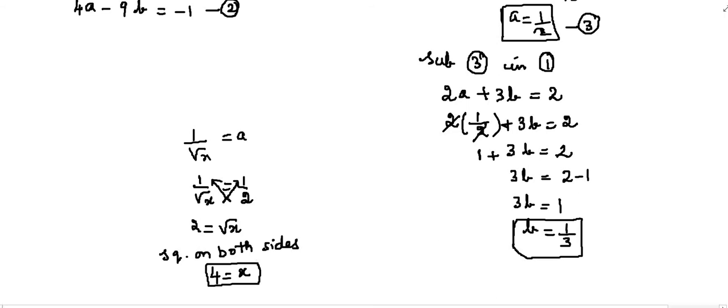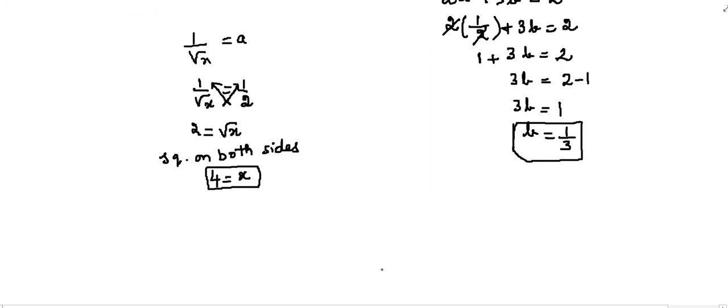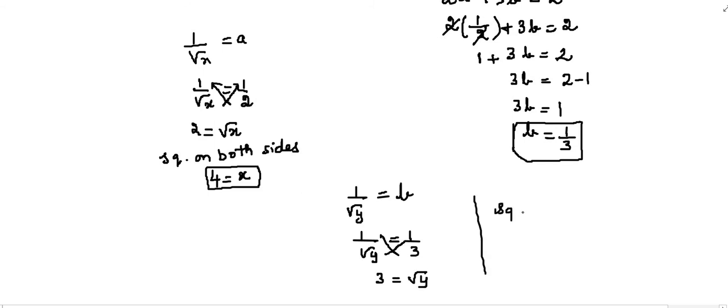Shall we find the value of b now? Yes. I have taken 1 by root y is equal to b. What is the value of b? 1 by 3. Now I am just cross multiplying. So I'll get 3 is equal to root y. Same, I am going to apply squaring on both sides. So I'll get 9 is equal to y. So the value of y is 9.